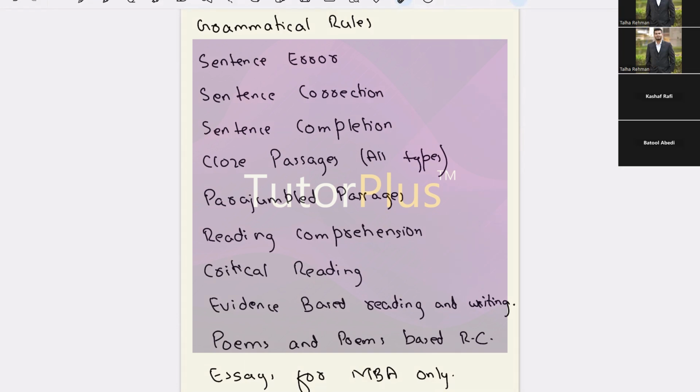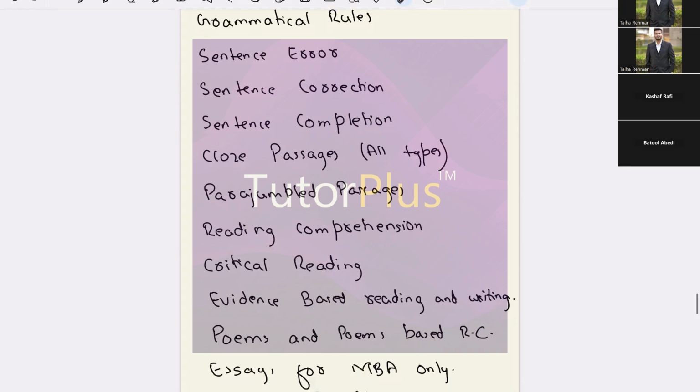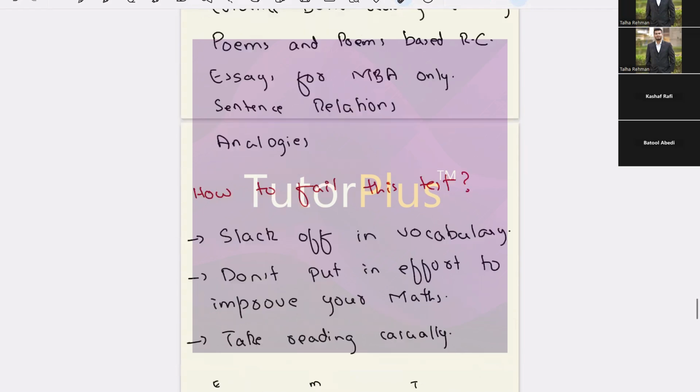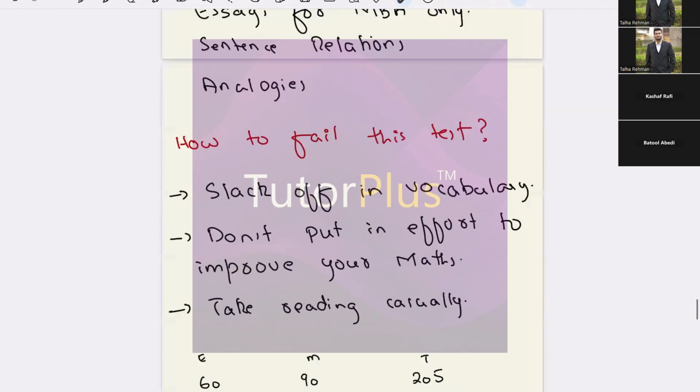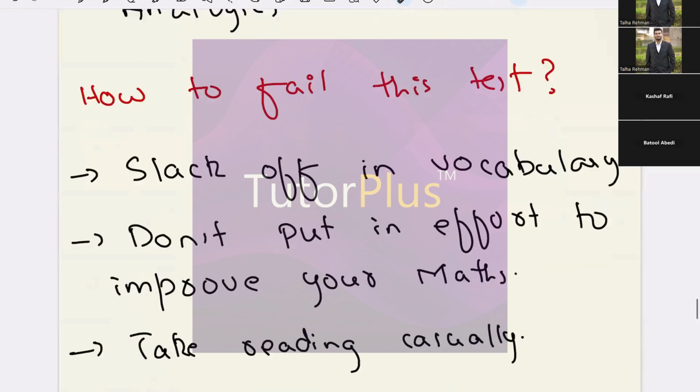Anyway, for IBA, we do not have these subjects. It's only English and maths. Same goes for LUMS. But for the next three months, we'll largely be talking about how to clear this test.